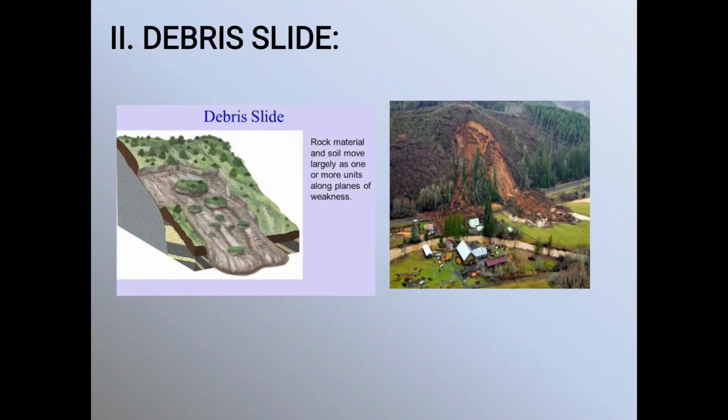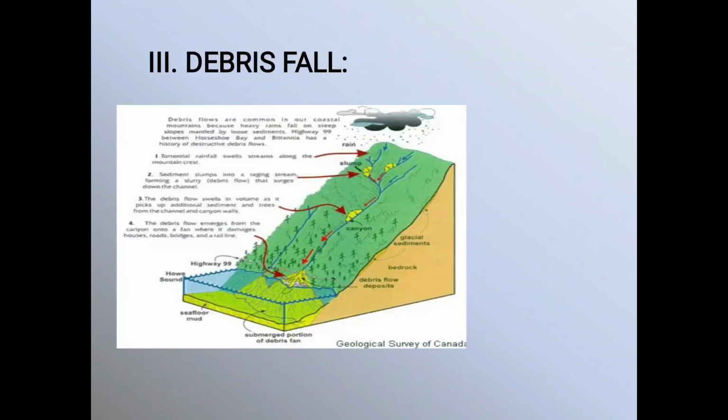Next is number two, debris slide. The rapid rolling or sliding of unconsolidated earth debris without backward rotation of the mass. In debris slide, the amount of water is usually small. Number third is debris fall. The nearly free fall of earth debris from a vertical or overhanging cliff or bluff. It is mainly found along the undercut banks of streams.